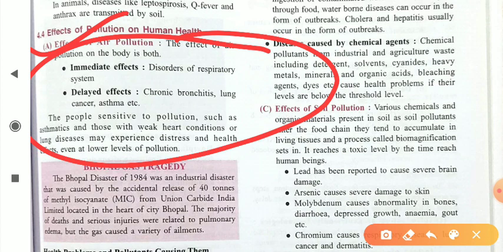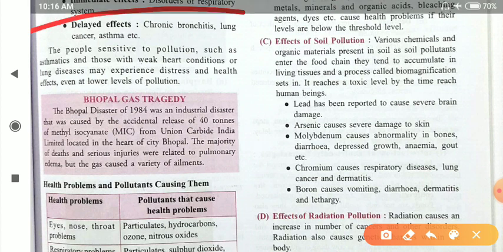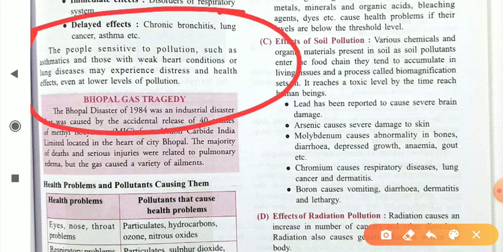So people sensitive to pollution, such as asthmatics and those with weak heart conditions or lung diseases, may experience distress and health effects even at low levels of pollution. Okay, dear students, it is very important for us to reduce air pollution by planting more and more trees, by using our vehicles less, and by reducing the pollution from the industries. In this way we can reduce air pollution.